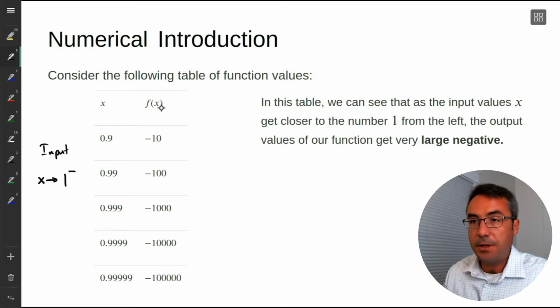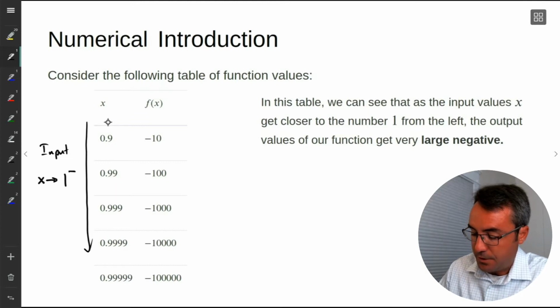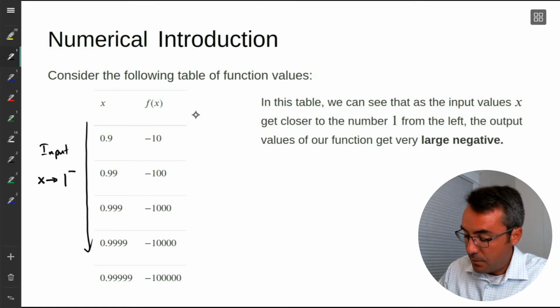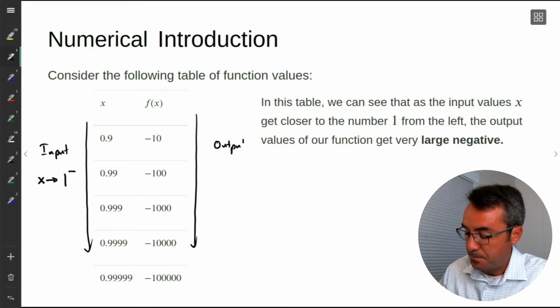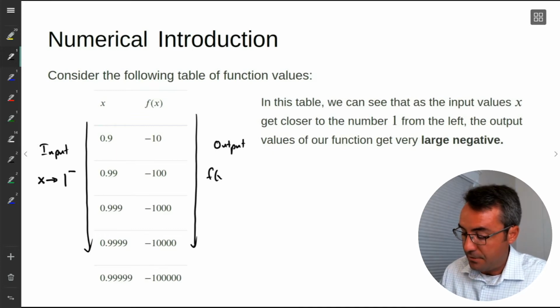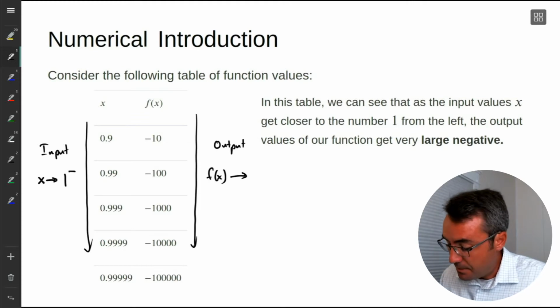And what do we see about the corresponding outputs? As we read down this table, our inputs are getting closer and closer to the number 1 from the left, slightly smaller values. What's happening with our corresponding outputs, our function values? Well, we see that they're getting larger and larger negative as we go down the list. So f of x is getting large negative, and the symbol that we use for that is minus infinity.